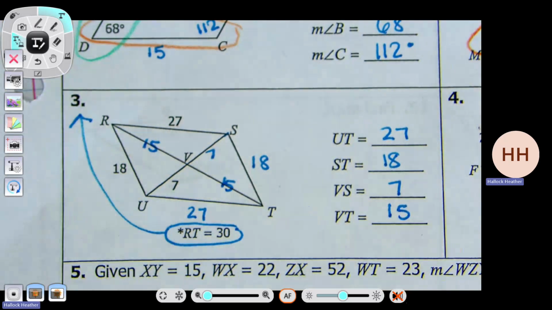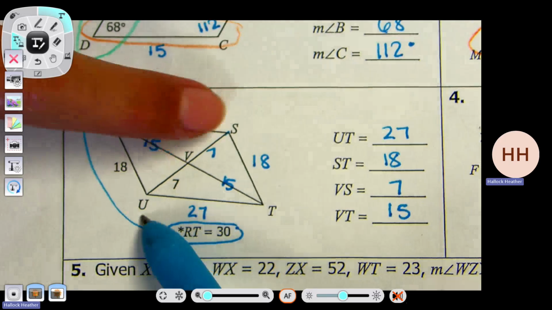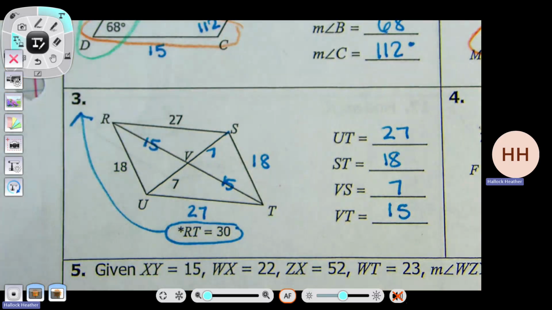So the sides are very easy because everything matches. It's top, bottom, side, side. Diagonals bisect each other. They're not congruent. Using your eyeballs, this diagonal is obviously bigger than this one. 4 is where it gets a little confusing, okay?